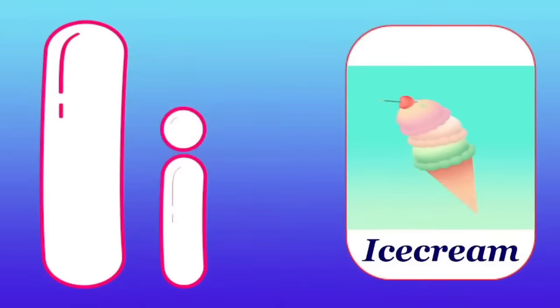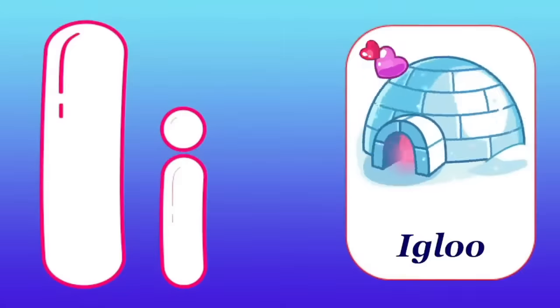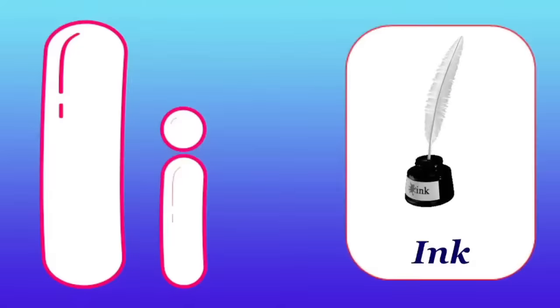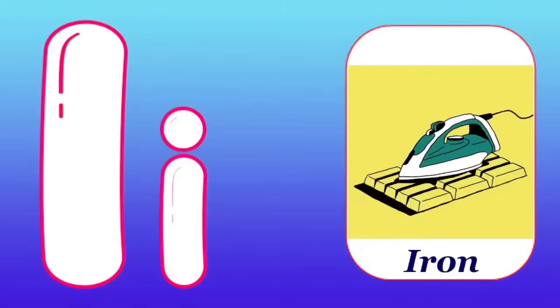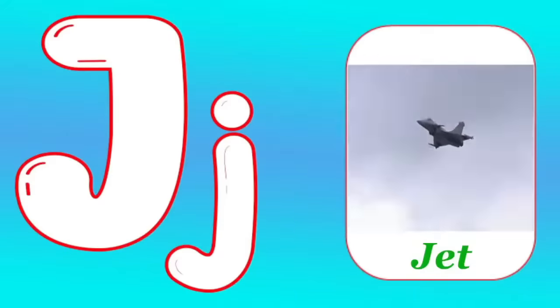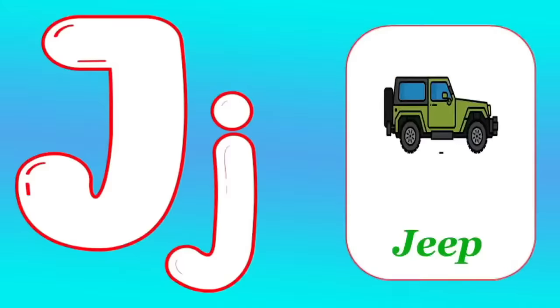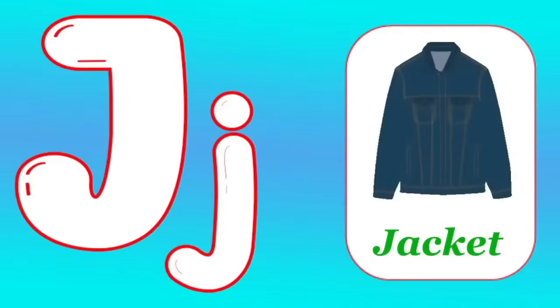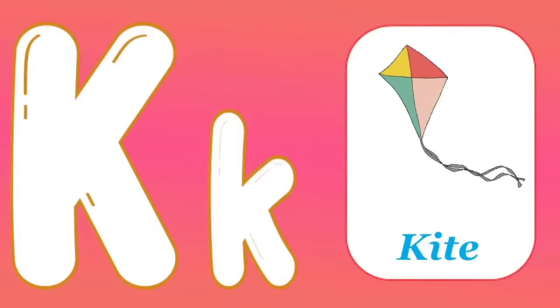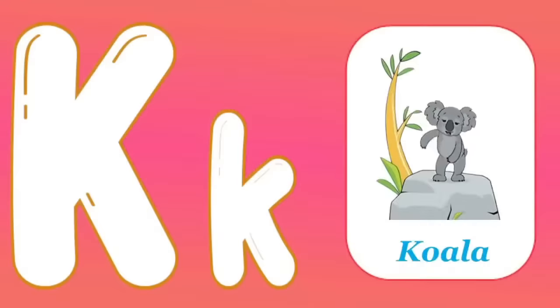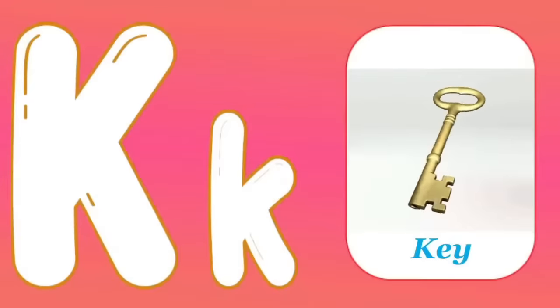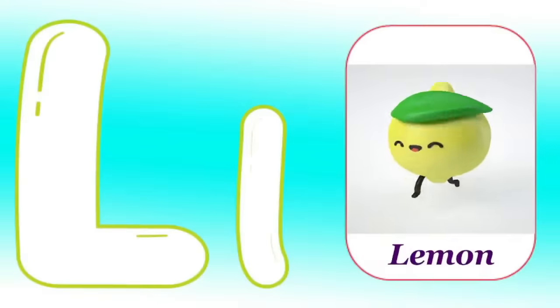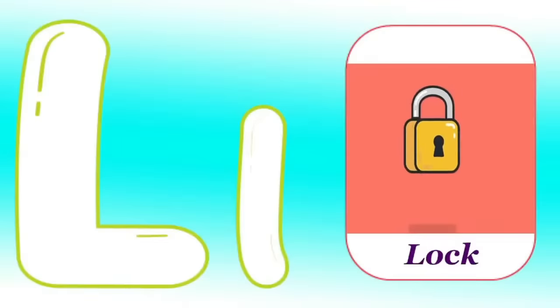I. I for ice cream. I for igloo. I for insect. I for ink. I for iron. J. J for jet. J for jam. J for jeep. J for juice. J for jacket. K. K for kite. K for kangaroo. K for koala. K for key. K for keyboard. L. L for leaf. L for line. L for lemon. L for lock. L for leg.